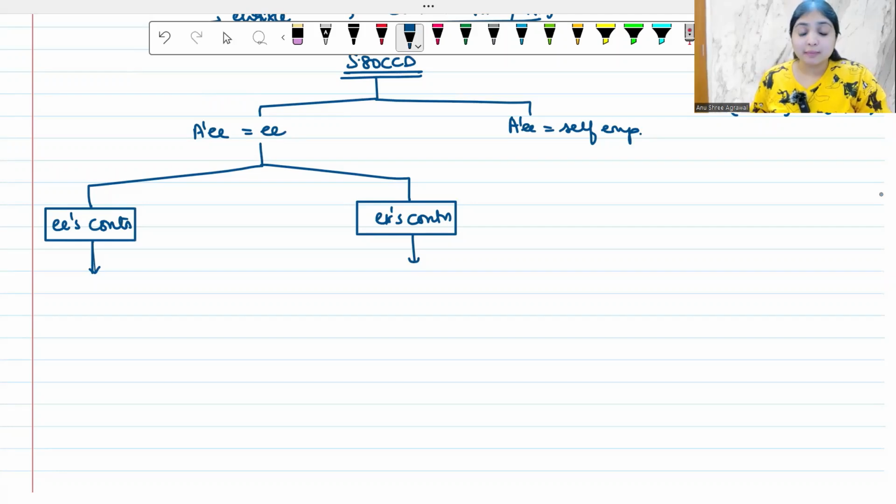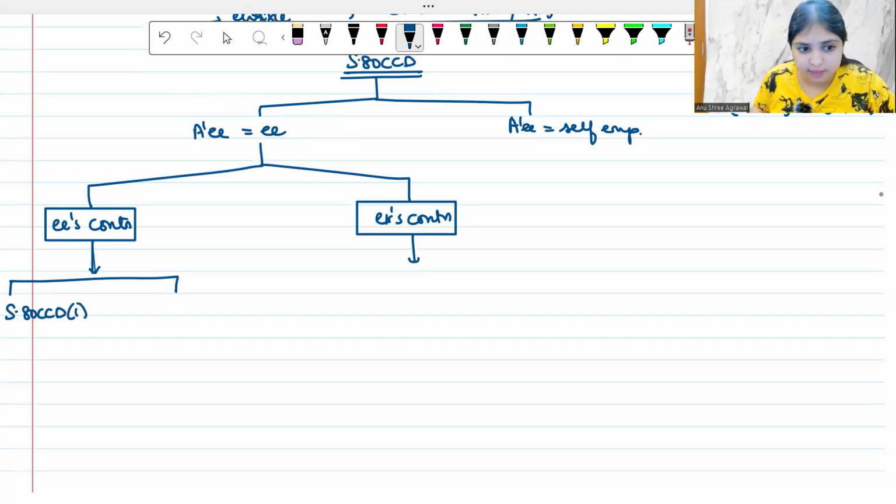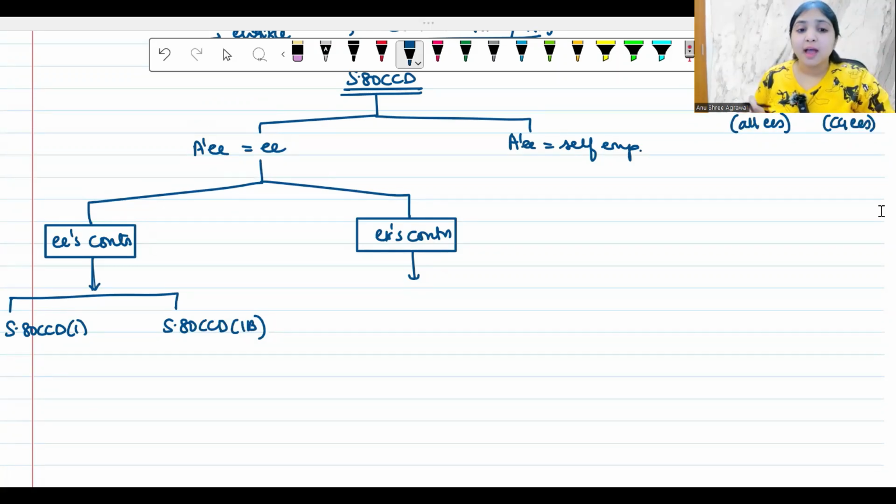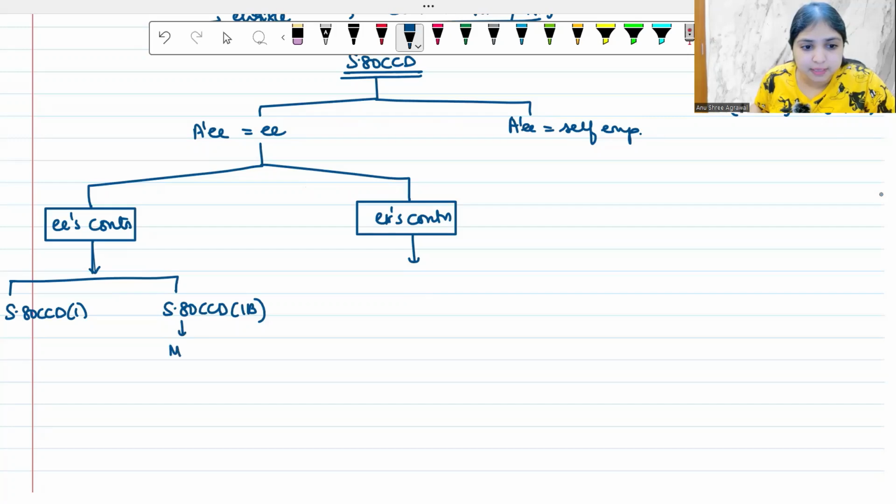Now, whatever is the employee's contribution, we have two sections under this. We have section 80CCD(1) and we have section 80CCD(1B). Two sections, 80CCD(1) and 80CCD(1B). Under 80CCD(1B), a maximum of 50,000 rupees will be allowed. And when you look at 80CCD(1), a maximum of 10% of salary will be allowed.